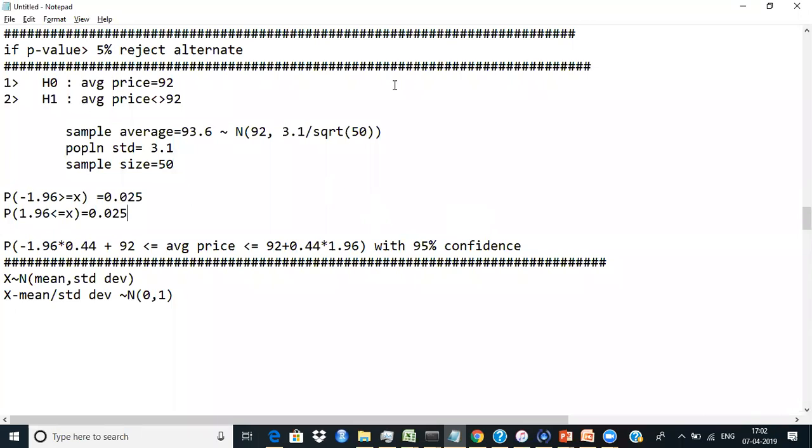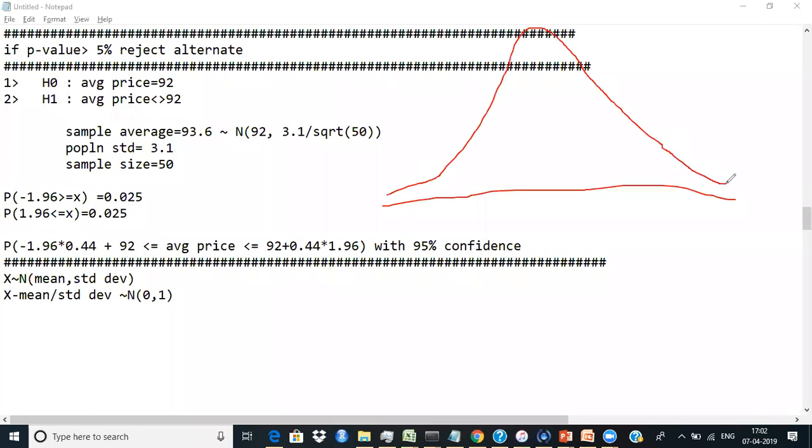So if 5% is your significance level, then what is your acceptance level? 95%, correct? So if your acceptance level is 95%, when will you accept? You will accept if the test statistic lies within a range such that the area within the range is 95%. Did you understand this? So we have calculated this range which encapsulates 95% of the probability.